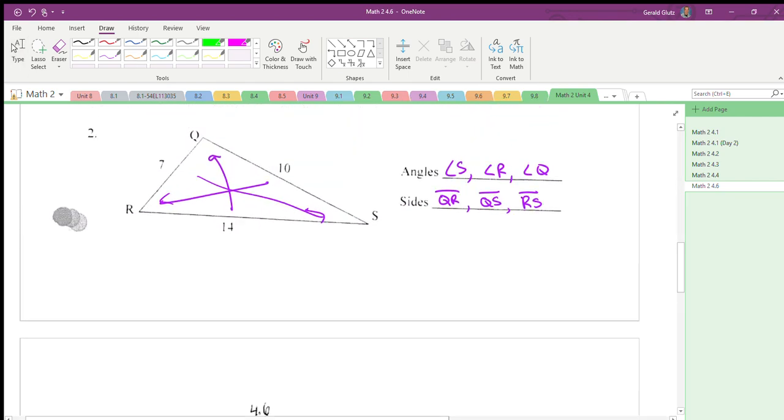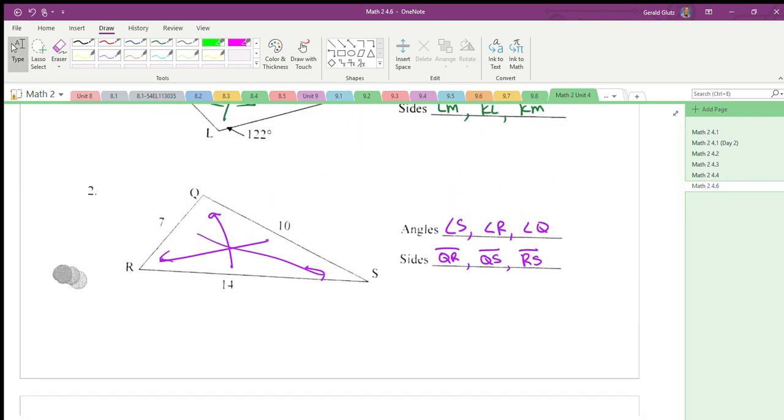So for example, if I go back to that last example and choose the two smallest sides, I add those up together, 10 plus 7 is 17. 17 is definitely bigger than 14, so that's why this can be a triangle.